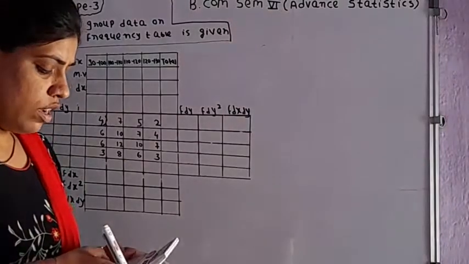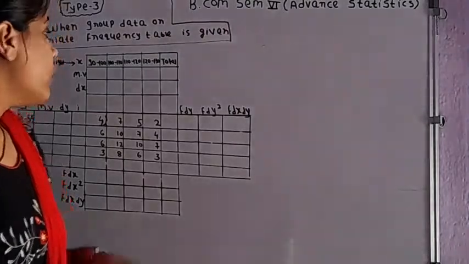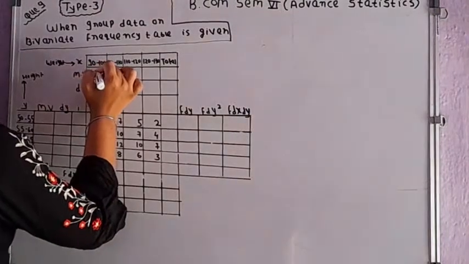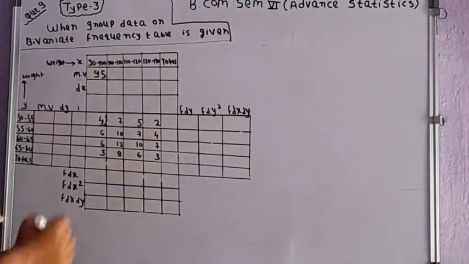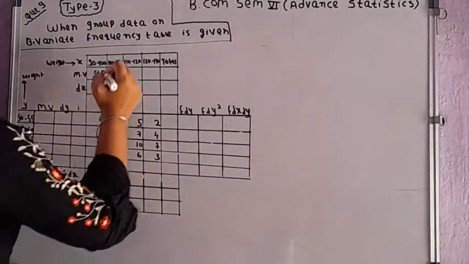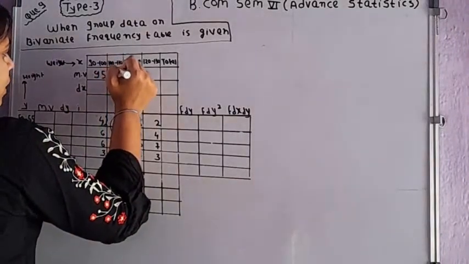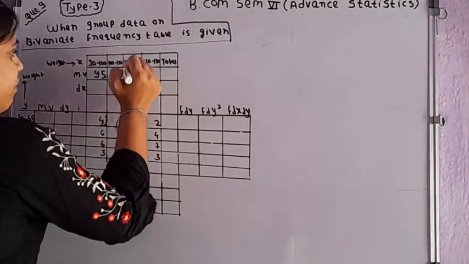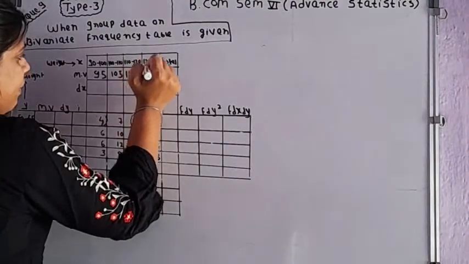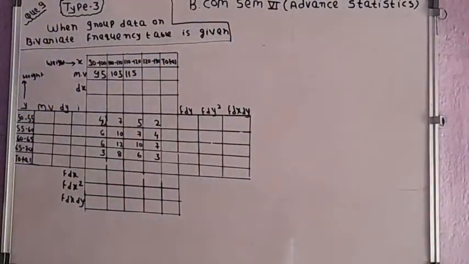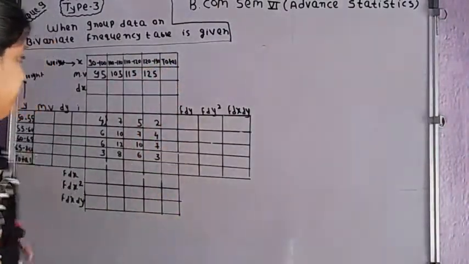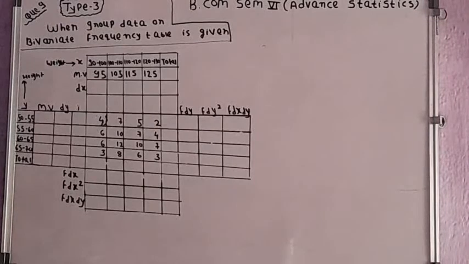Lower limit plus upper limit divided by 2. So here 90 plus 100 divided by 2 comes to 95. Then 100 plus 110 divided by 2 comes to 105. Then 110 plus 120 divided by 2 comes to 115. After that 120 plus 130 divided by 2 comes to 125. So this way we have calculated the MV for the X series. MV means middle value.